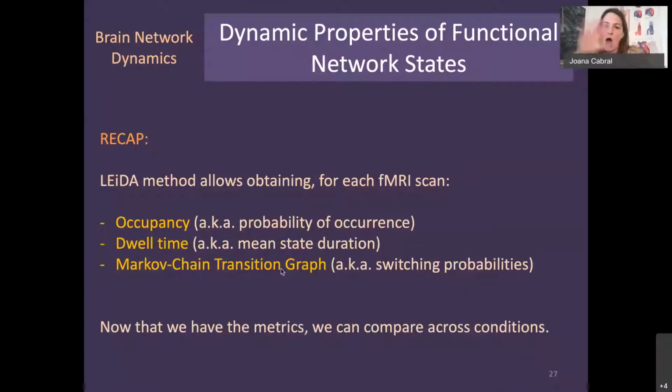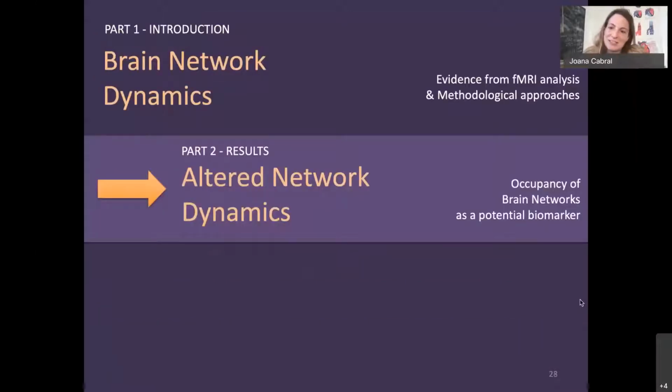So this is the methodological framework, let's say. For each fMRI scan, we can calculate the occupancy, the dwell time, and this transition graph. And now I'm going to show some results on how to compare this across conditions. So here, this is the second part of the talk.